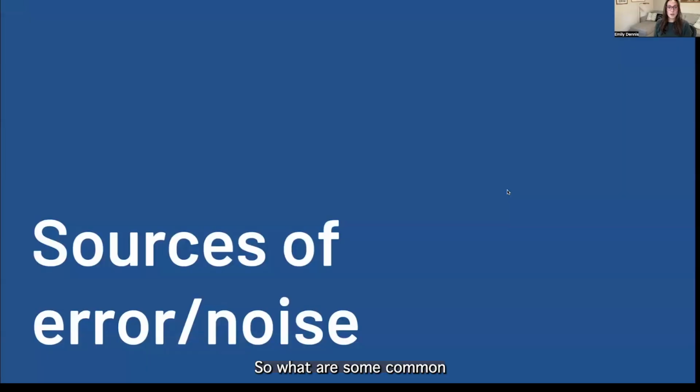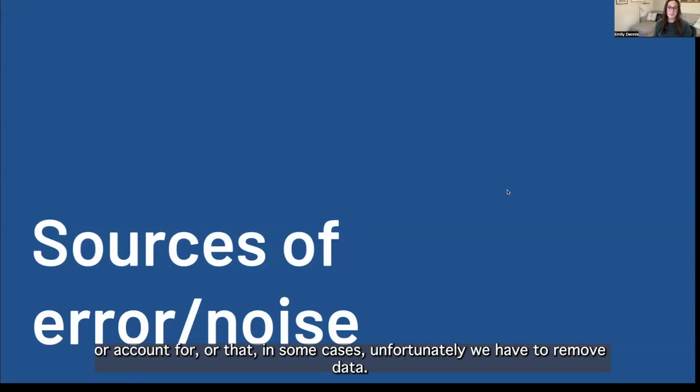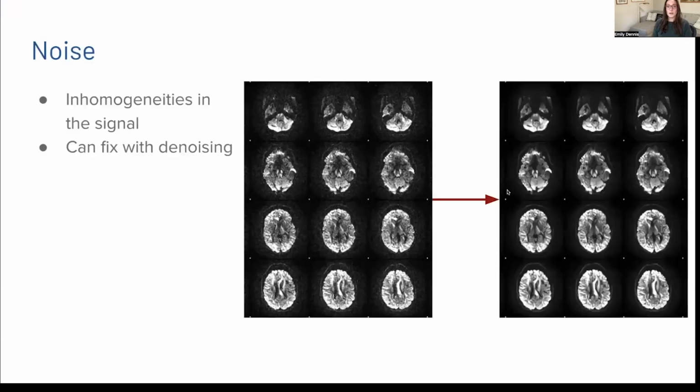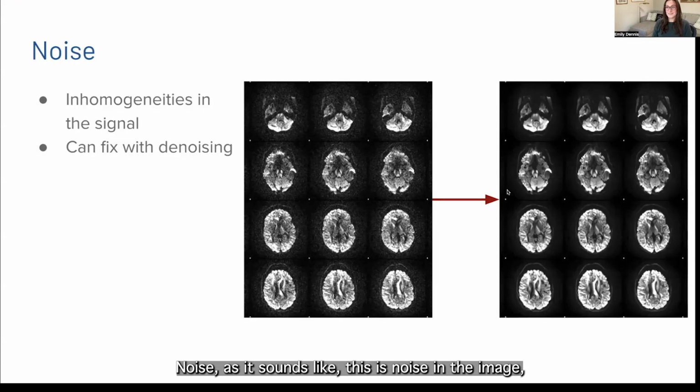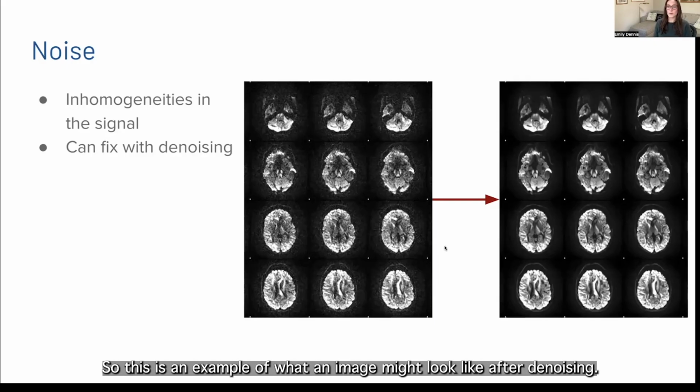So what are some common sources of error or noise that we have to try to either mitigate or account for, or that in some cases, unfortunately, mean we have to remove data? Noise, as it sounds, is noise in the image, just like you can have noise in any signal. This is inhomogeneities in the signal, and this is what it might look like. You have this just kind of fuzziness around the brain. We can fix this with a process appropriately called denoising. So this is an example of what an image might look like after denoising.